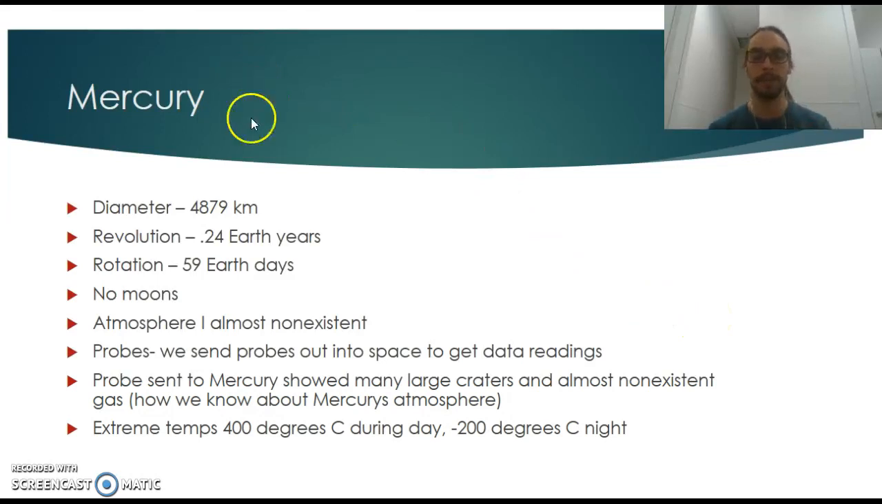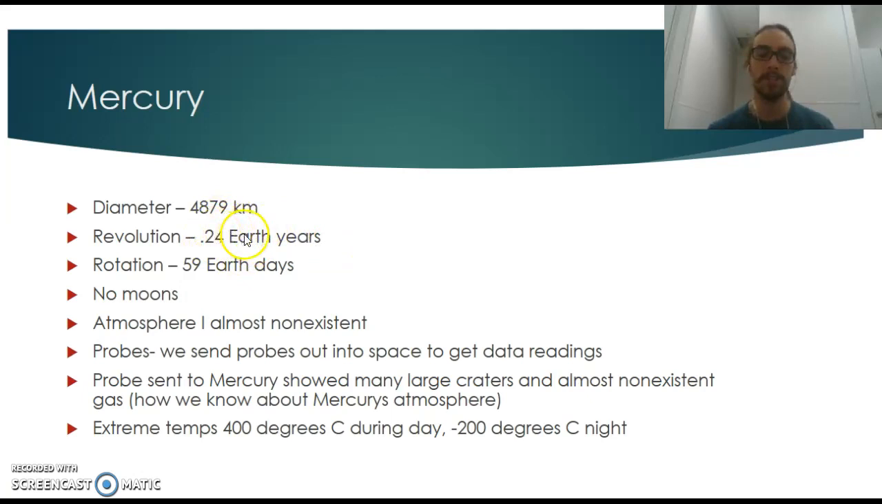Okay, so let's get to Mercury. Mercury is the first planet from the sun. Its diameter is about 4,879 kilometers. Its revolution is 0.24 Earth years. A revolution, this is important, is how long it takes for an object to go around the sun, in this case. So here's the sun. Mercury goes around the sun in 0.24 Earth years. We calculate that in Earth years because our Earth year is 1 year around the sun, 365.25 days. So we just use that as a basis for all of the other planets.